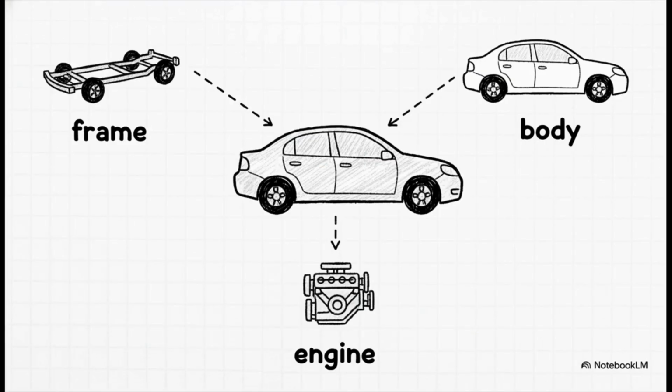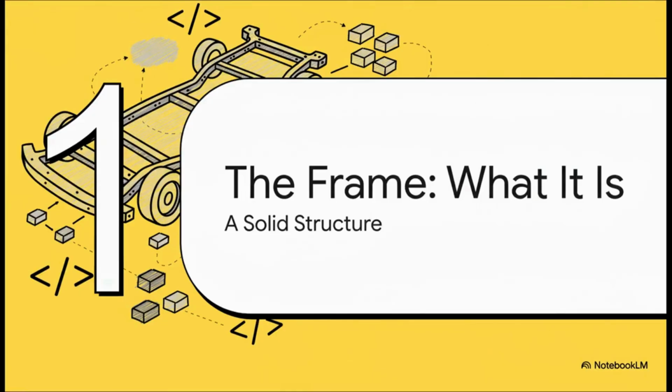And the answer, believe it or not, is way more intuitive than you might think, especially if you think about how you'd build a classic car. Yep, a car. The three essential parts of any vehicle, you've got the frame, the body, and of course the engine, they give us the perfect mental model for the three languages that build the entire web. All right, let's get into it.